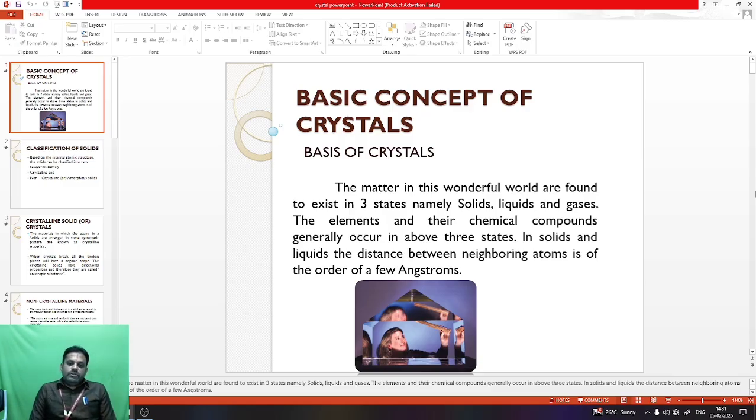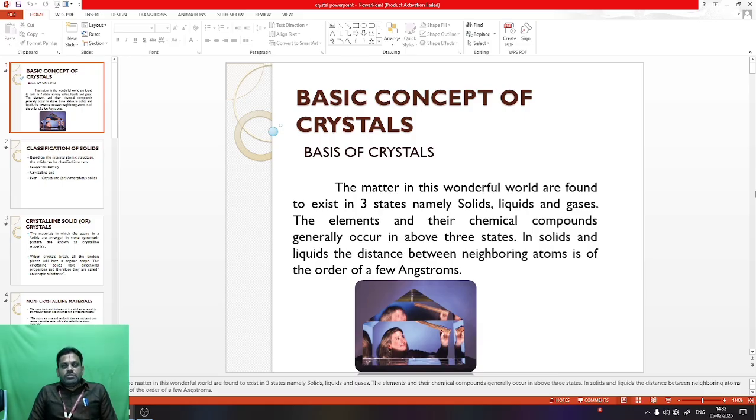Today I will teach about the basic concepts of crystals, crystal growth, and what characterizations are to be done to analyze the crystals. So what do you mean by crystal? A crystal is the regular and periodic arrangement of atoms which are three-dimensionally arranged in a lattice array. So this is called a crystal.